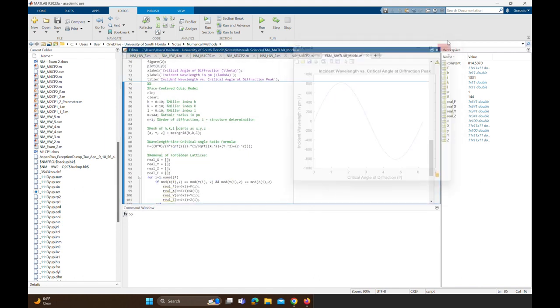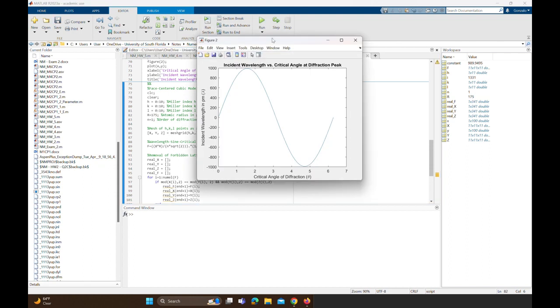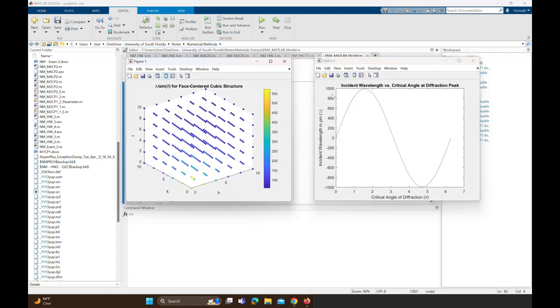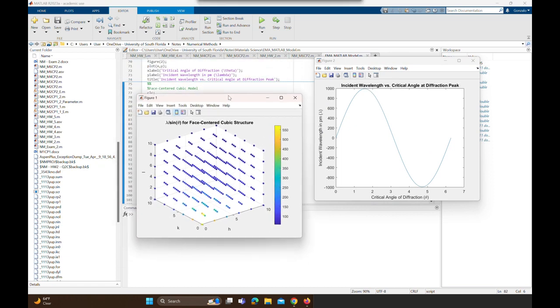If we were to do this once more, changing the atomic radius to 175 picometers, which is the atomic radius of lead, and rerun the section, we will see once more that the wavelength increases as the atomic radius also increases.